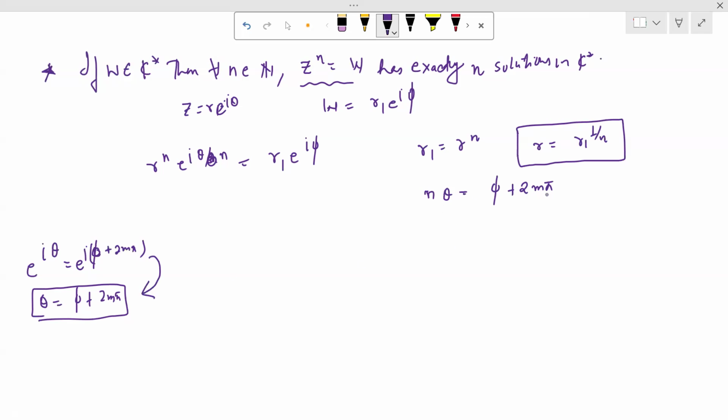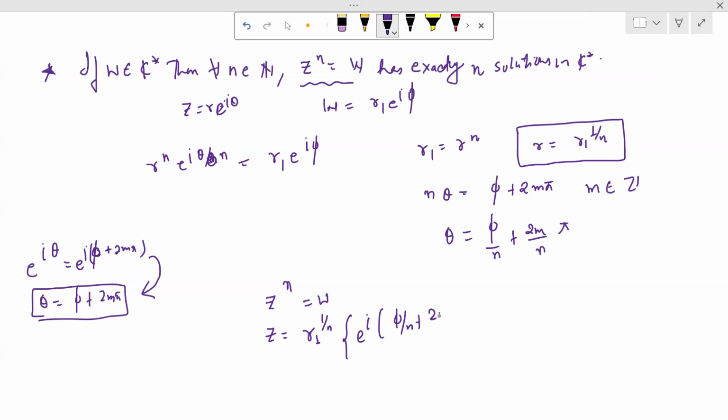So n theta will be equal to phi plus 2m pi, where m belongs to integer. Now from here, you know what theta is? Theta is simply phi upon n plus 2m upon n times pi. So clearly, z raised to power n is equal to w. It implies that z is equal to r1 raised to power 1 upon n times e raised to power iota phi upon n plus 2m upon n times pi.